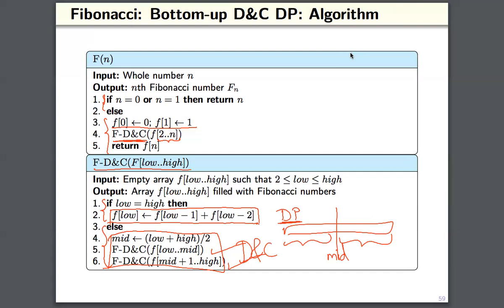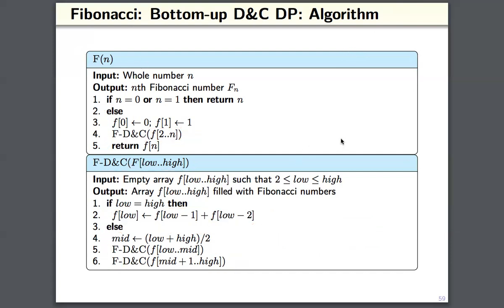What are the complexities? Same as your bottom-up DP algorithm, no change. But of course, there are more function calls here. It might be slower in practice and so on. But that's not the point. The point is you can combine divide and conquer and DP.